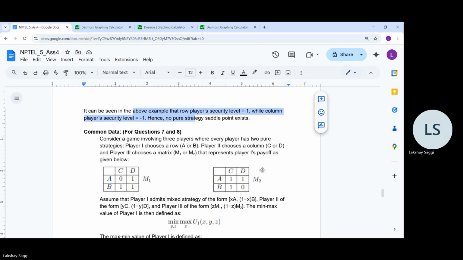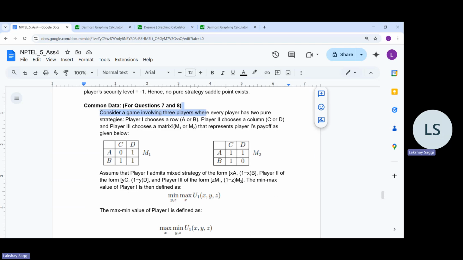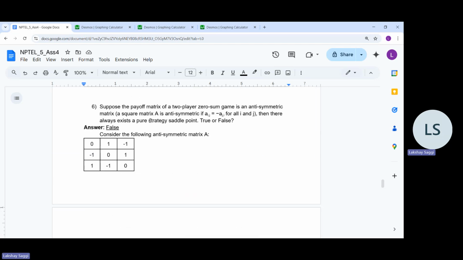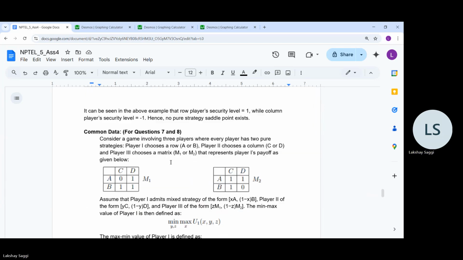Okay, then. I guess we have done this sixth question also. I think this sixth question was not too difficult, but I really like it. Intuitively, one might think, okay, the game is antisymmetric, so somehow one may be able to argue that there exists a pure strategy saddle point, but actually there does not exist.